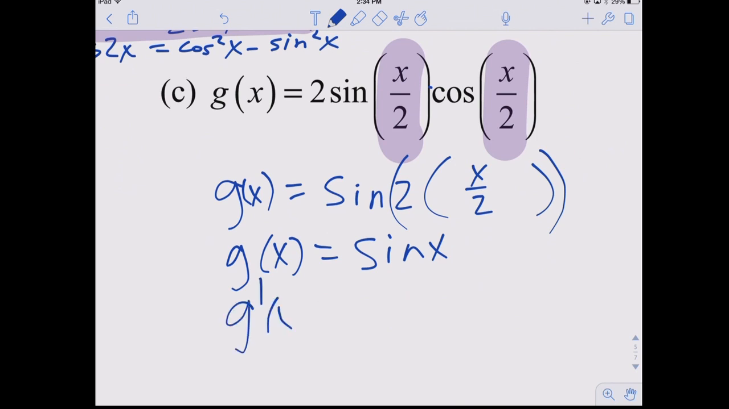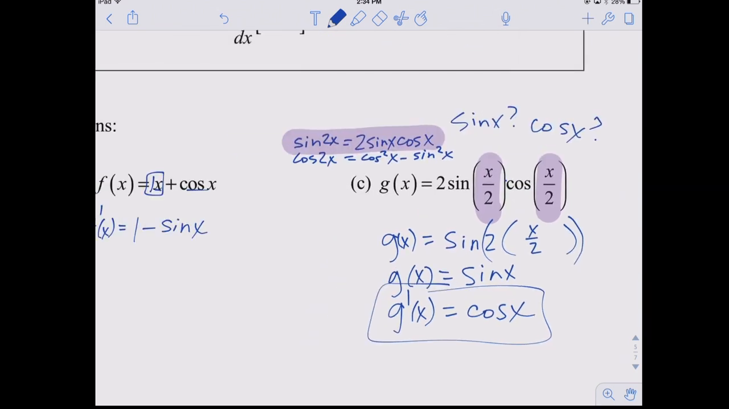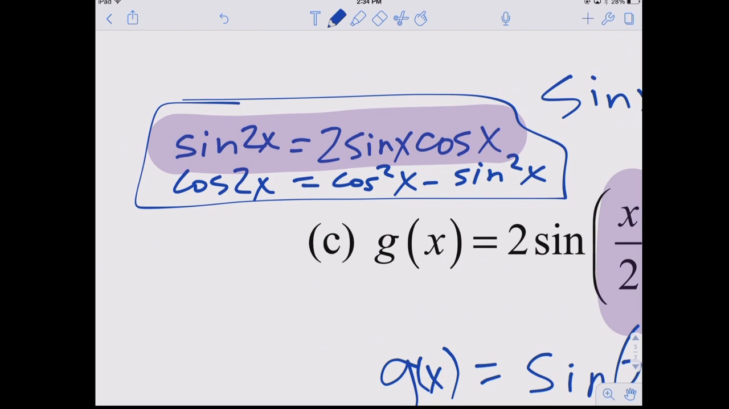So now G prime would be cosine of x. And we're done. Nothing to it. All right, so those identities, these are about the end of the ones that y'all need to know for this class. The double angle identities.